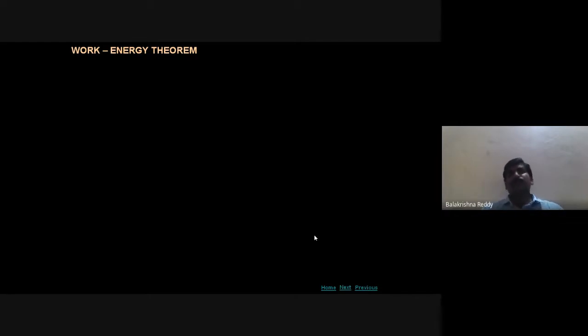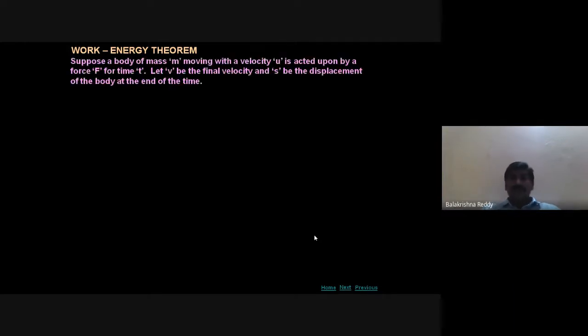Of course, how does it show? When work is done by applying a force on an object, it produces a change in its kinetic energy. Let us see how. Suppose a body of mass m moving with velocity u is acted upon by a force F for a time t. Let v be the final velocity after a displacement S of the object.